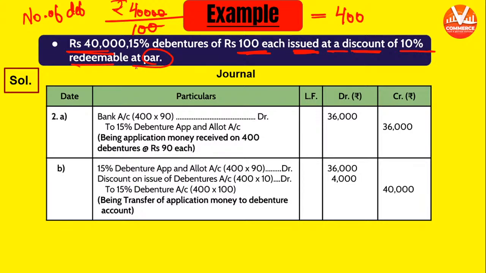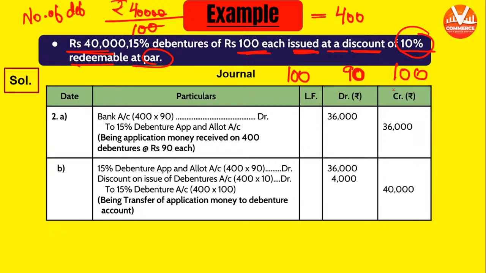We are issuing 400 debentures of 100 rupees at a discount of 10%. So 100 minus 10, the issue price is 90. And they are redeemable at par. So the face value, the redeemable value is 100. Now we have to pass the journal entry.